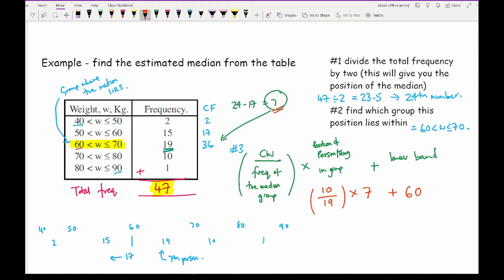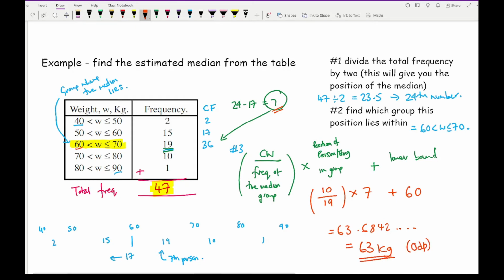So entering that formula into my calculator, 10 divided by 19 multiplied by 7 plus 60. Plus 16. I don't know why I've done that. We'll do that again. 10 divided by 19 multiplied by 7 plus 60. And that gives me an answer of 63.6842 and so on. So here my answer would be 63 kilograms to no decimal places. And there is my final answer.